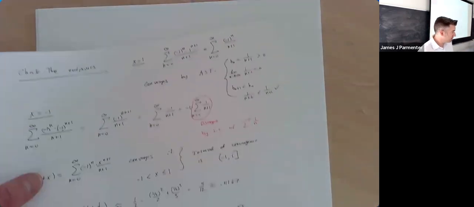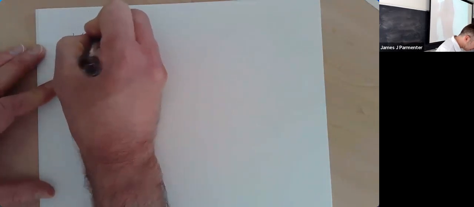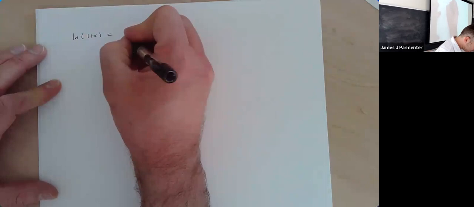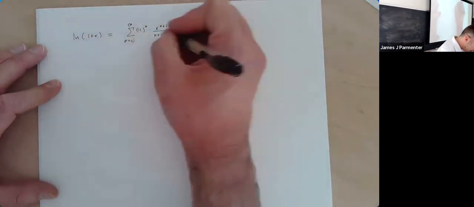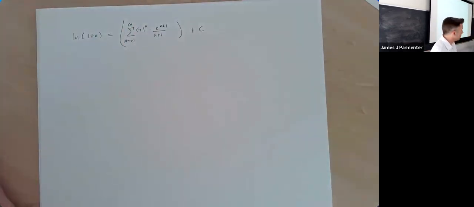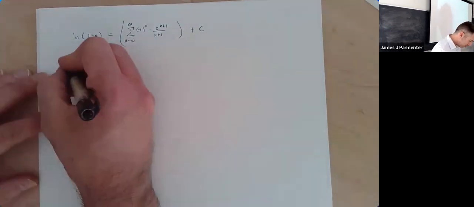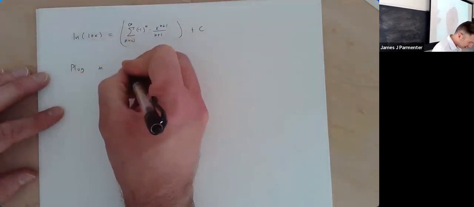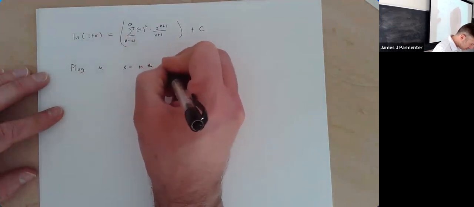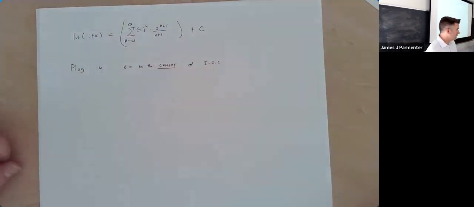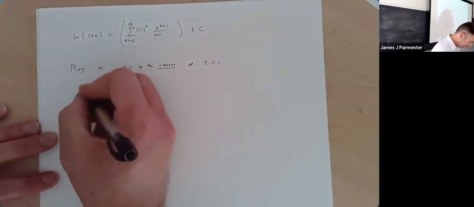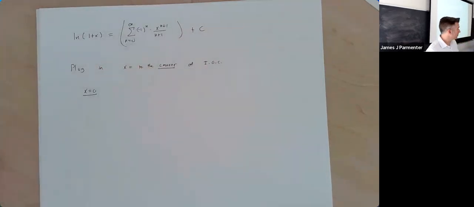what the whole plus c part is. So just to back it up a little bit, I had said before that the natural log of 1 plus x was equal to the sum from n equals 0 to infinity of -1 to the n times x to the n plus 1 over n plus 1. And then I said there was a plus c out here. The way you find the value of c is you plug in x equal to the center of the interval of convergence. So if our interval of convergence is -1 to 1, the center of that is 0. So we're going to plug in x equal to 0 and see what you get.